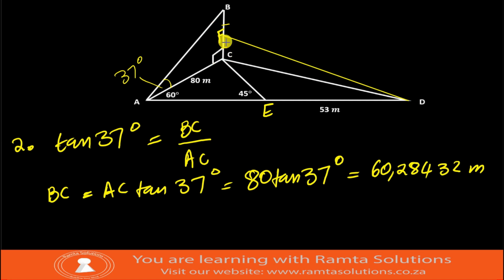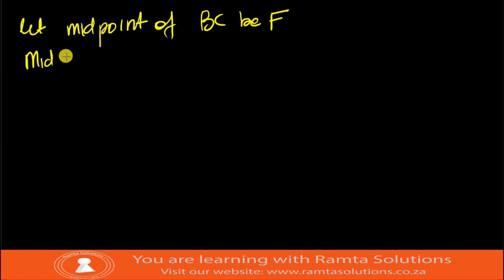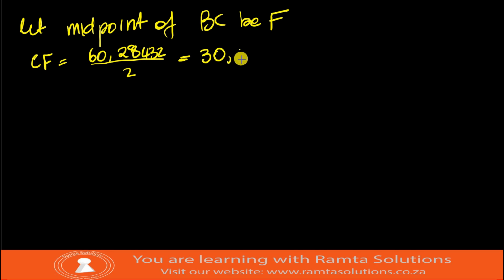I'm going to say FC, it is now this. Because it's the midpoint, it means BC is basically divided into 2 equal halves. So I will say CF is equal to 60,28432 divided by 2, or sorry, this is pure maths, so it will be like this. So our answer is 30,14216 meters.